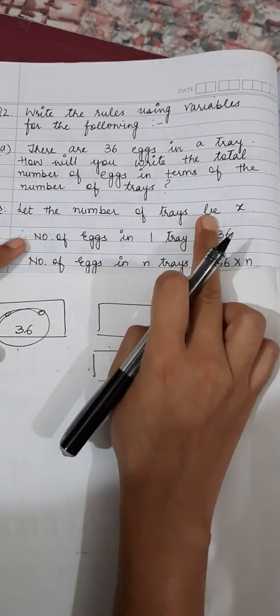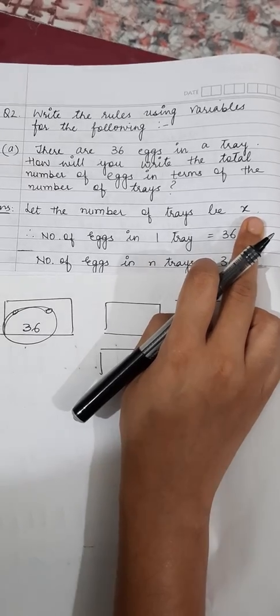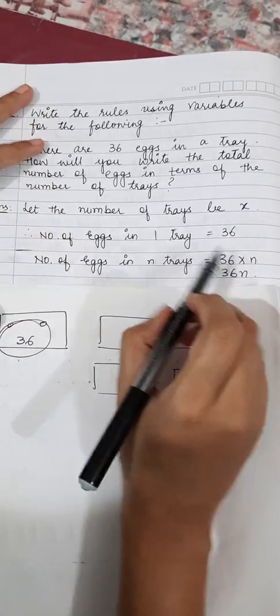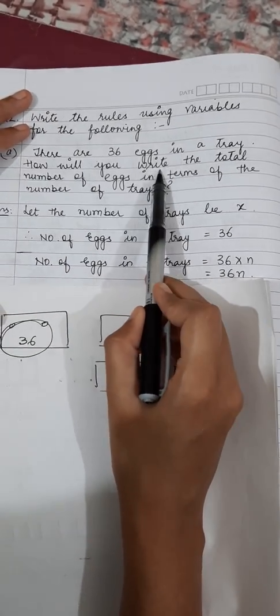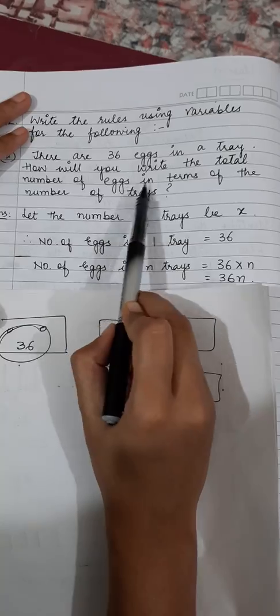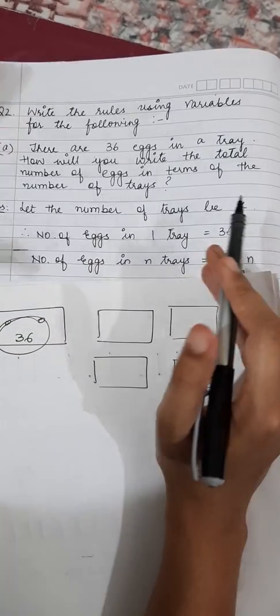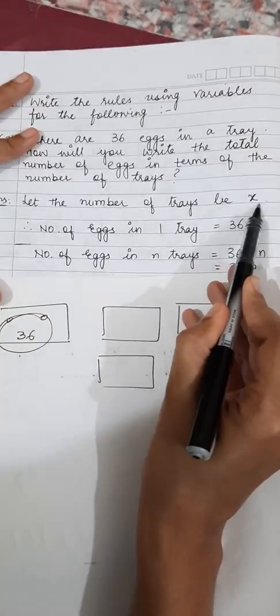Let the number of trays be x, and we know that the number of trays is going to be more, and when more is there, we are always multiplying. Okay, so now how are we going to start with this? How will you write the total number of eggs in terms of the number of trays? The number of trays will be many and we don't know how many there are. So I am going to write, let the number of trays be x.